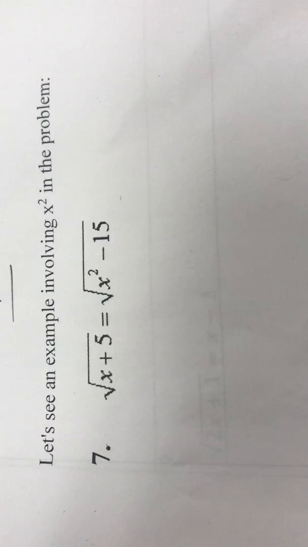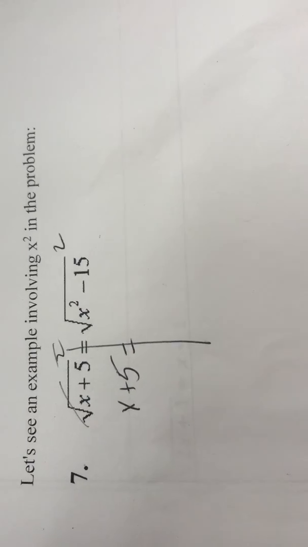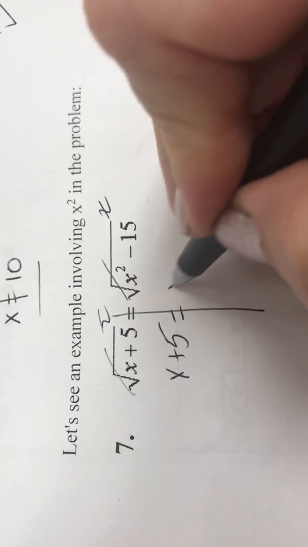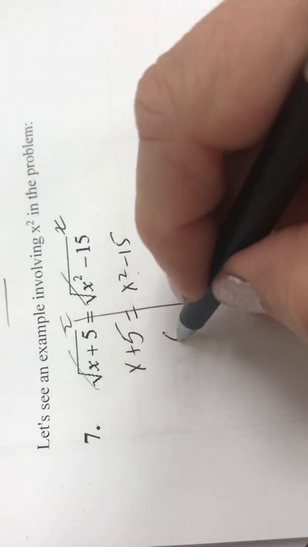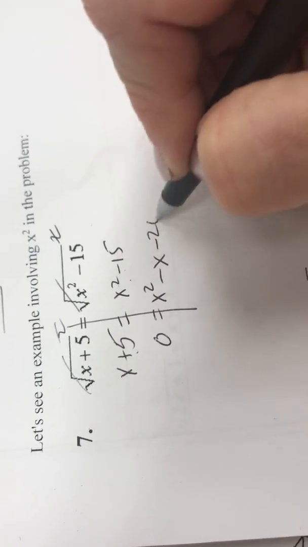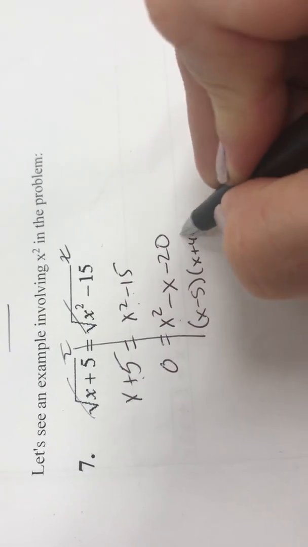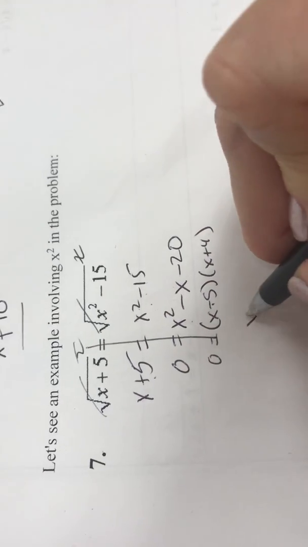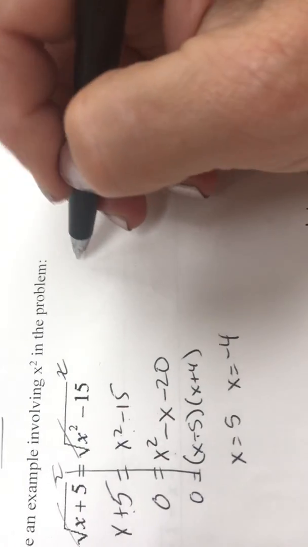All right. So we see these are already isolated. I'm going to square and square. This square root and square cancel. x equals 5. This square root and square cancel. x squared minus 15. And now just start solving. I have the x squared on this side. I'm going to move the x over. I'm going to move that over. And now factor. x minus 5, x plus 4. Opposite, opposite. Okay, and then check.